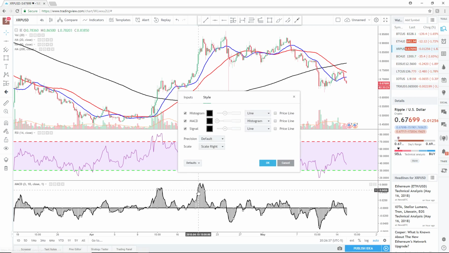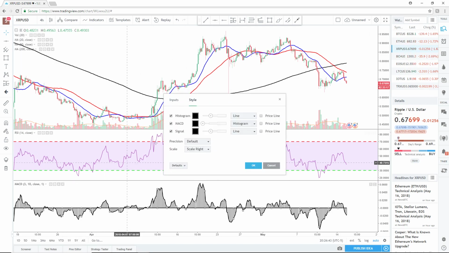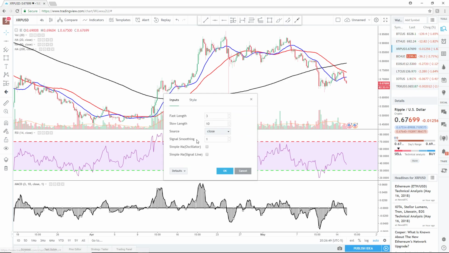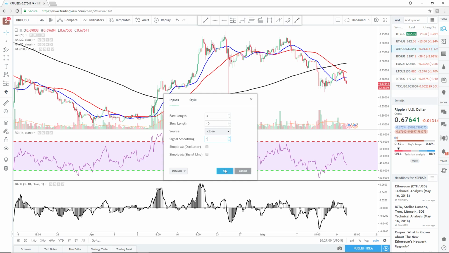And as you can see, I took off the signal lines. I just read the histogram. The histogram is all I read. So that's why the signal moving is at 1. If I were to change it, then you'll start seeing the different lines and stuff. So I have it at 1, and just like that.